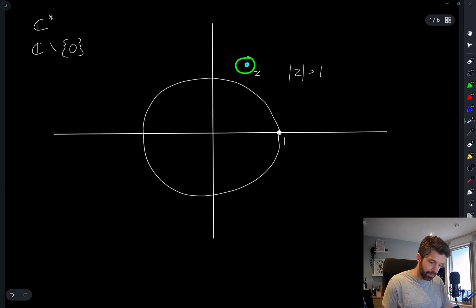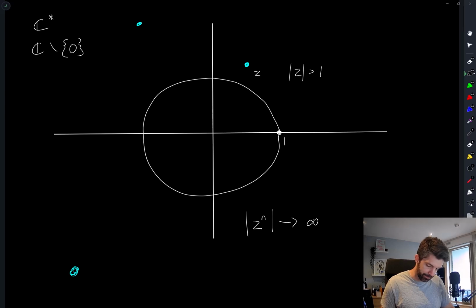Well, if this number is in a subgroup, then z squared is also in the subgroup, z cubed is in the subgroup, and so on. All powers of z will be in the subgroup. But if I trace out z and z squared and z cubed and plot where those numbers are, z squared would be somewhere like here, z cubed would be somewhere like here. Basically, the modulus of z to the n goes to infinity as n goes to infinity. And so if this number is in the subgroup, then that subgroup cannot be bounded, and therefore it's not compact.